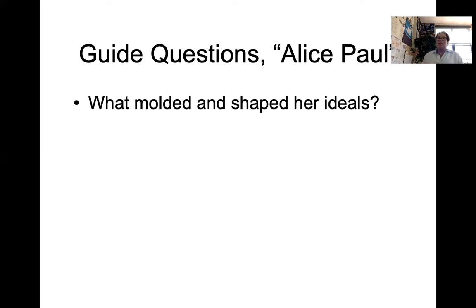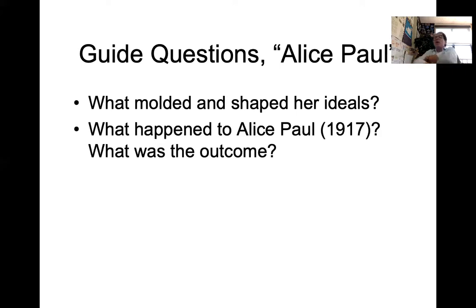So number one, I want you to explain what molded and shaped Alice Paul's ideals, beliefs. Skip a line or two. Remember, that's where you're going to take your notes. Number two, what happened to Alice Paul in 1917 when World War I just started for the United States? And part two, what was the outcome of what happened to Alice Paul in 1917?